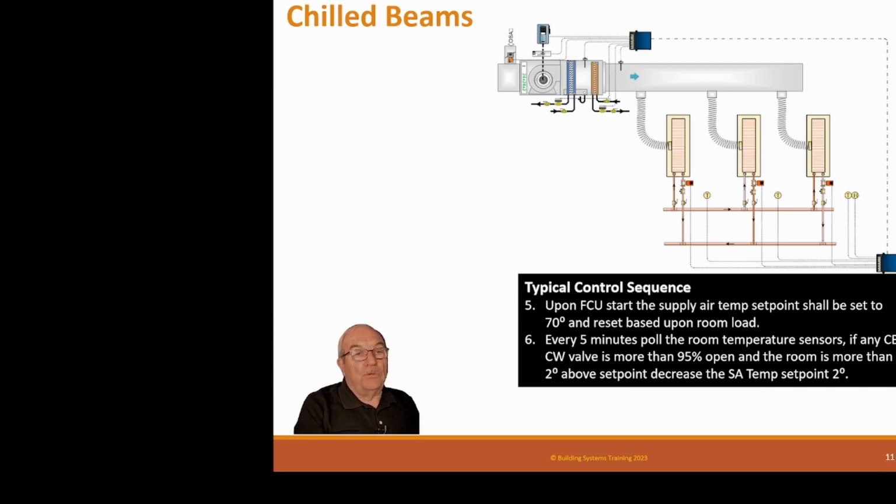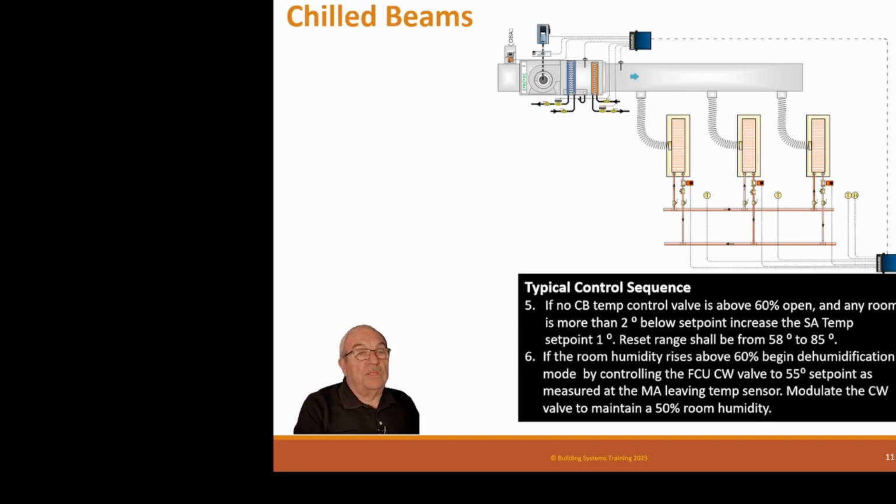Every 5 minutes, poll the room temperature sensor. If any chill beam chill water valve is more than 95% open and the room is more than 2 degrees above set point, decrease the supply air temperature set point 2 degrees. If the chill beam control valve is above 60% open and any room is more than 2 degrees below set point, increase the supply air temperature set point by 1 degree. Reset range shall be from 58 to 85 degrees.